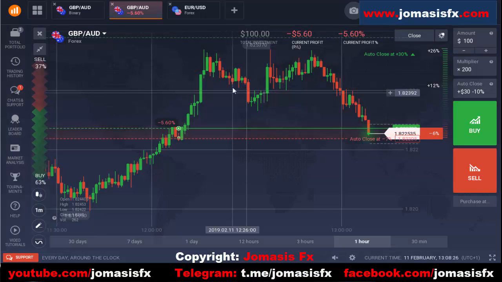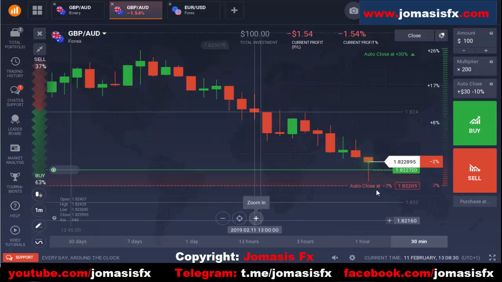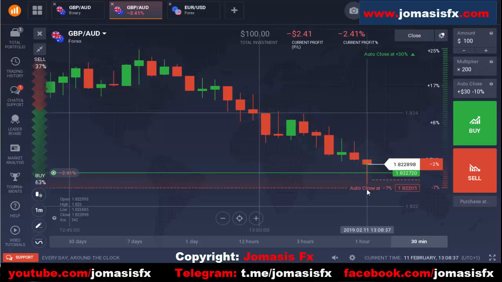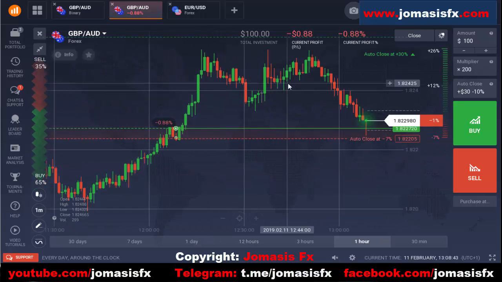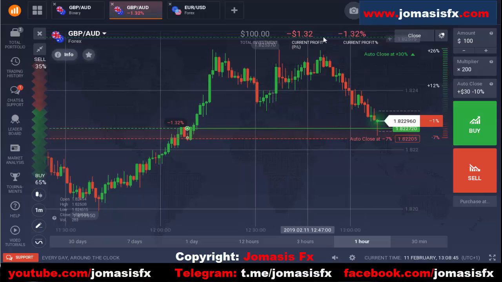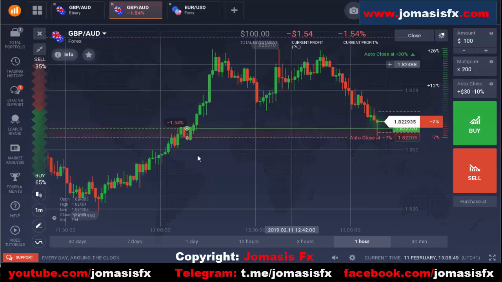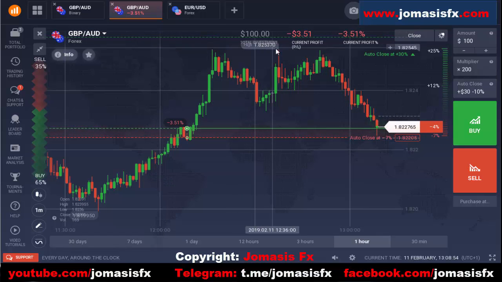Assuming the market was able to hit this level, this red line, which is my stop loss position currently, it would have closed automatically. So let's wait, maybe that can still happen before I end this video. Now, as I have already told you, I have started losing the profit I had made before, because I didn't take my profit here.